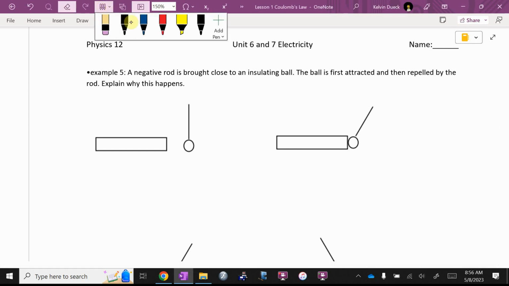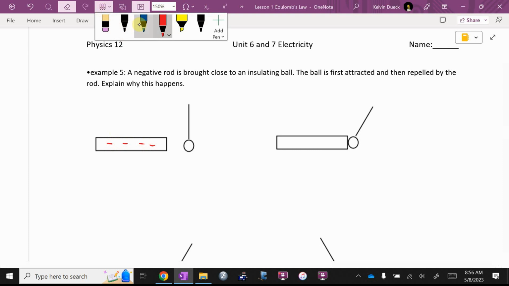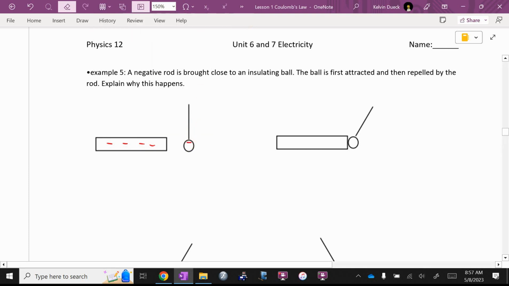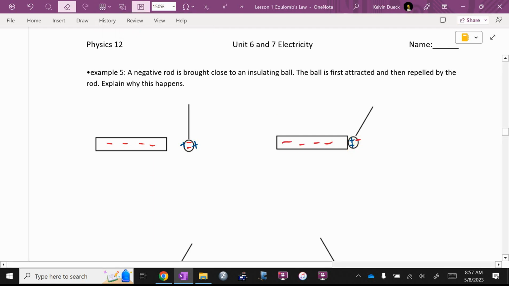Here's what I'm going to say. This rod was charged negatively, and this ball was neutral. It had, let's say, 2 negatives and 2 positives. Two billion negatives and 2 billion positives. Right when they touched, what happened? Well, those 2 positives were attracted to the negatives in the rod, and the negatives were repelled.